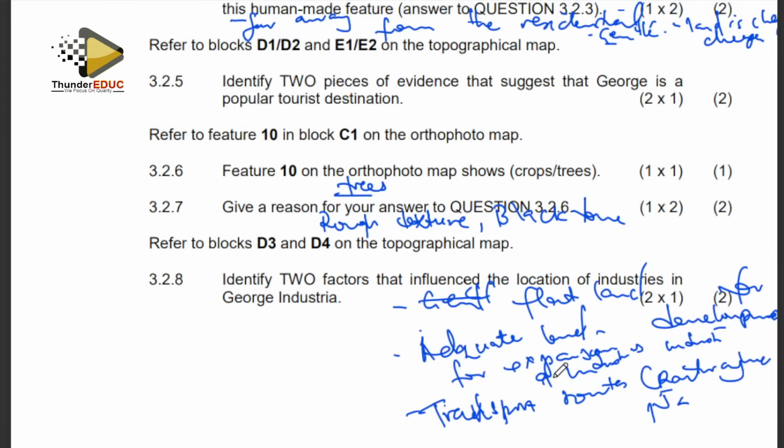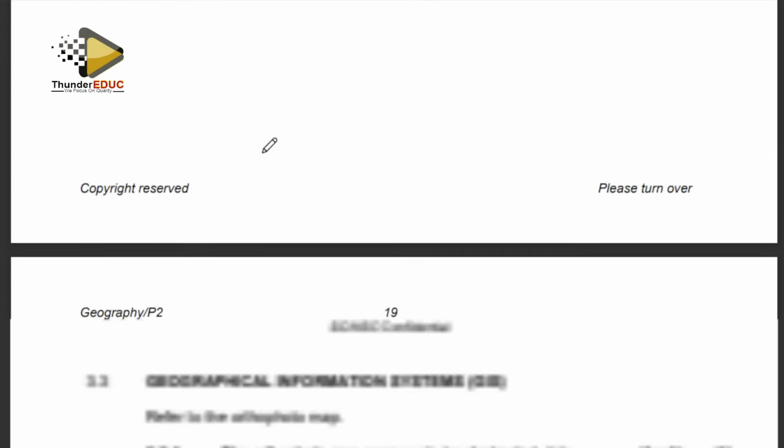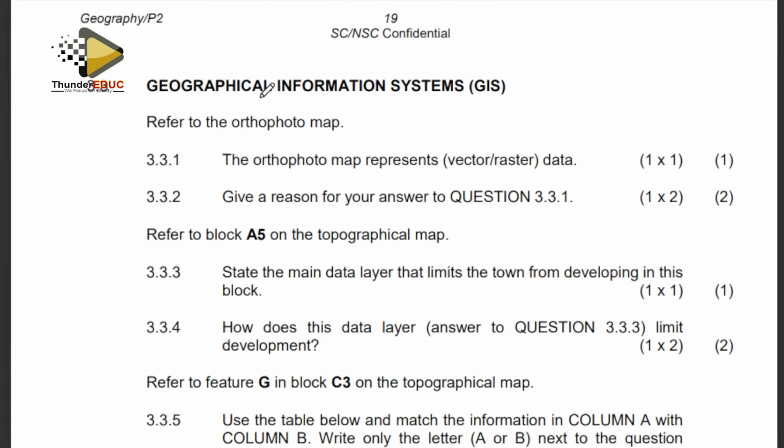So you can talk of cheap labor, or labor availability from the nearby population, the nearby built up area. This labor is coming from the people because the area is built up. That means it's not only labor, it can also provide what? Market. All those are factors, but they want only two, so we cannot finish them. Let's go to the GIS.